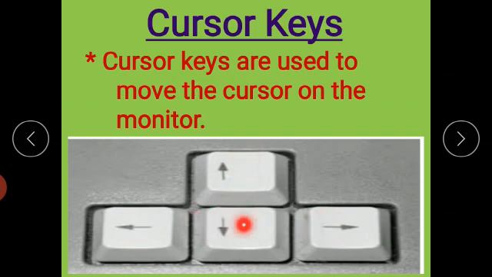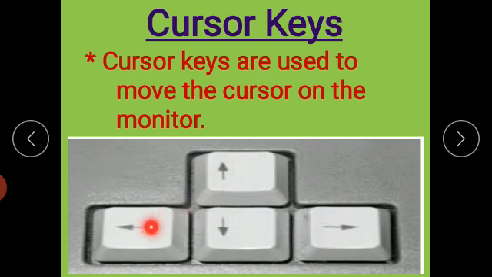The cursor can be moved in 4 directions. Look at the picture. Left, right, up and down. Okay, children, the 4 keys are marked with arrows. See the arrows? All 4 keys are marked with arrows, indicating the direction in which the cursor moves when the key is pressed.